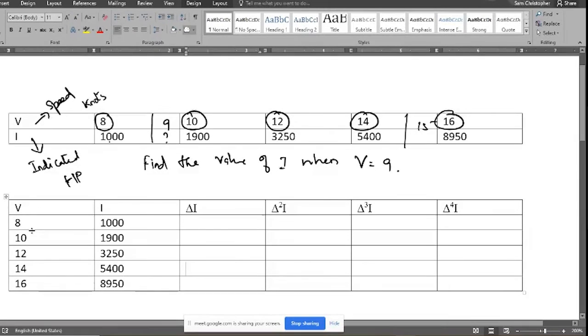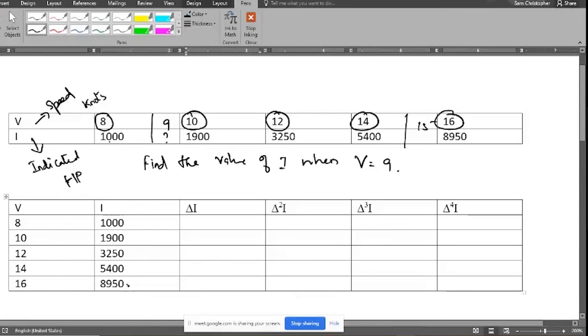Next is del I. You have to come to the last one, because the first one you might make a mistake on. Now you have to find the difference between 8950 and 5400, that is 8950 minus 5400; don't do it the other way around. You have to go from here to here. 8950 minus 5400: 0 minus 0 is 0, 5 minus 0 is 5, 89 minus 54 is 35. So this is 3550.